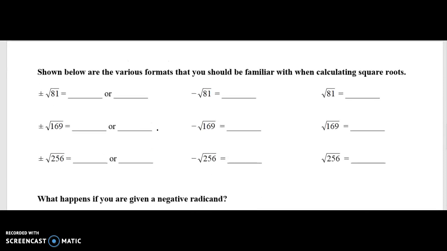Now, they can show this to us in a bunch of different ways. For example, they could throw this symbol right here in front. Don't let that mess you up. What that symbol is telling you is that it can be positive or negative. So the square root of 81 is 9. That would be the positive square root of 81. The negative square root of 81 would be negative 9. So both of these would be answers if they gave it to us like this. Plus or minus square root of 169, that could be 13. It could also be negative 13.